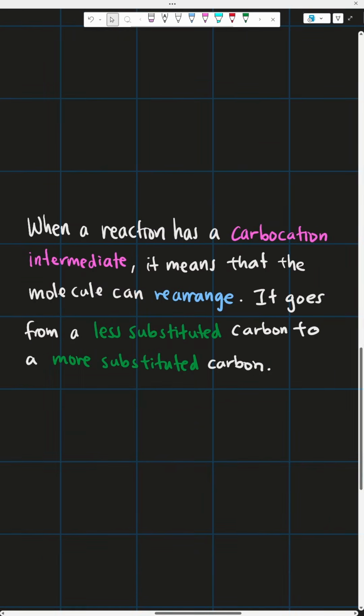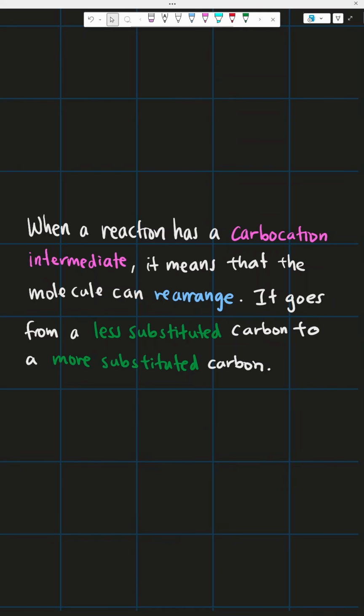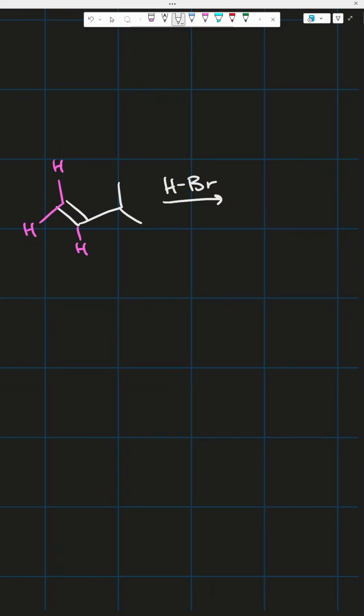I also previously mentioned that there will be a carbocation. When a reaction has a carbocation intermediate, it means that the molecule can be rearranged. This means that the carbocation, or the positive charge, goes from a less substituted carbon to a more substituted carbon in a shift. We can see this in a curved arrow mechanism.